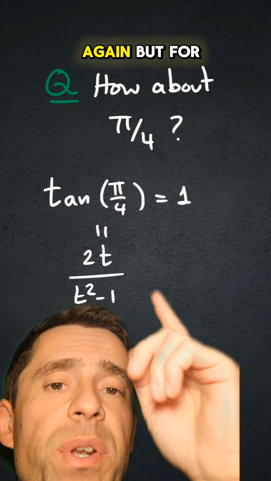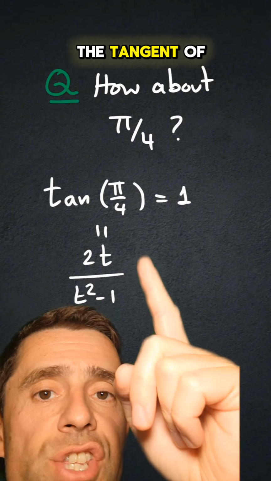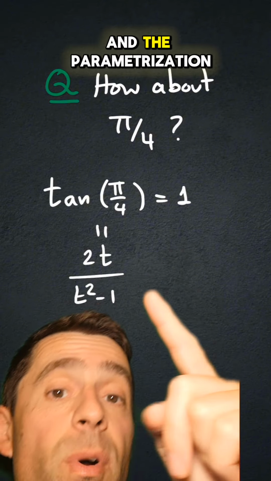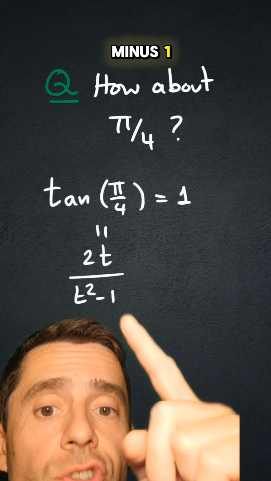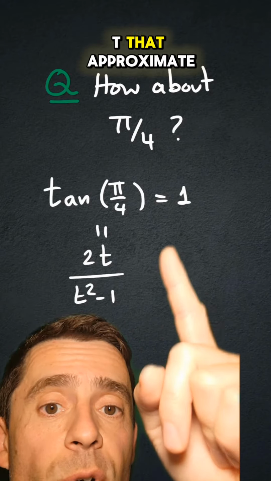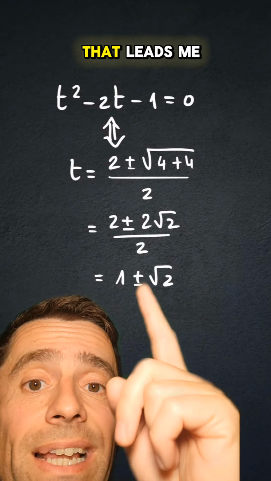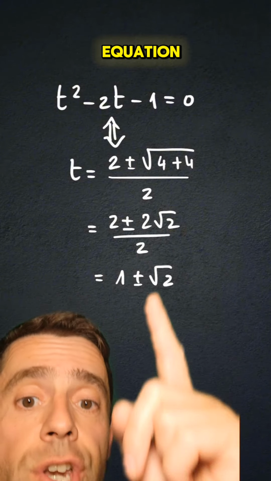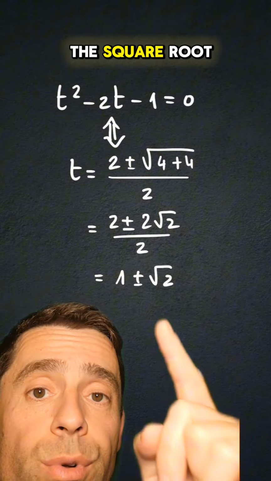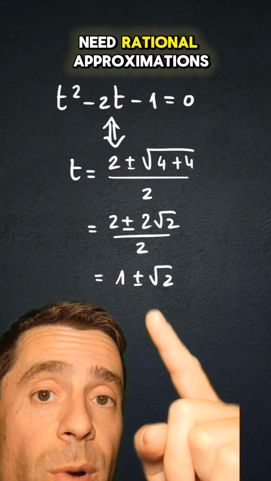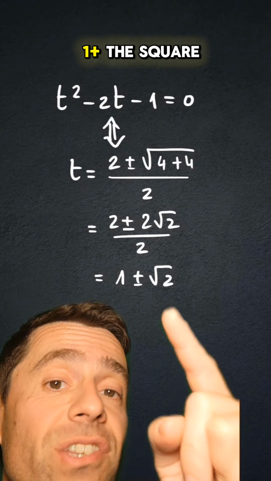Let's do this again, but for pi over 4. The tangent of pi over 4 equals 1, and the parameterization of tangent is 2t divided by t squared minus 1. So let's find rational values of t that approximate 1. Like before, that leads me to this quadratic equation, and it tells me that t has to be 1 plus or minus the square root of 2. So now I need rational approximations of, say, 1 plus the square root of 2.